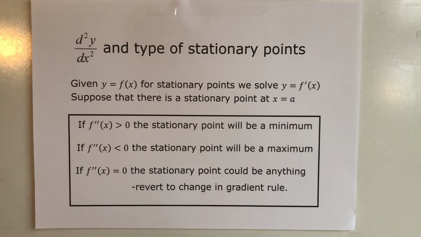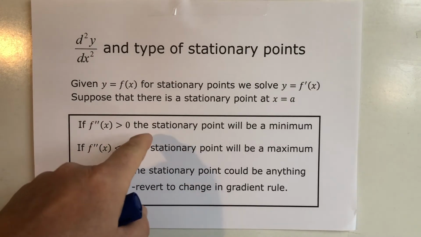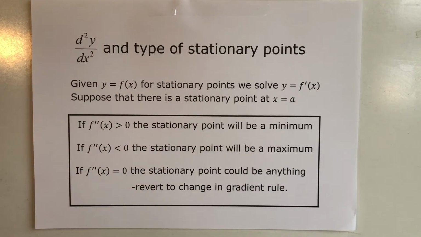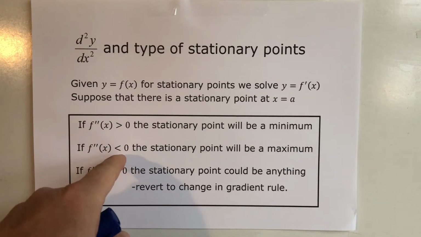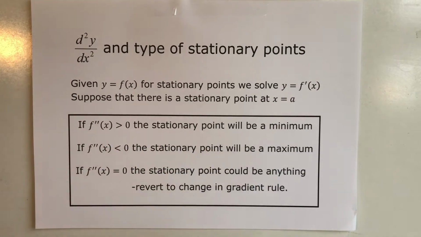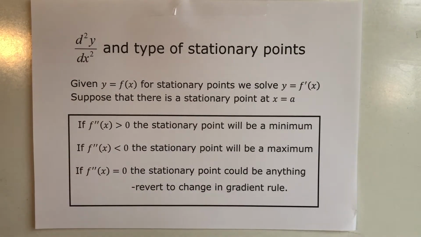a stationary point, then if we put that coordinate in the second derivative and it works out to be bigger than 0, then the stationary point will be a minimum. However, if we find that it's below 0, then it will be a maximum. If it is equal to 0, then arguably it could be either of these two, or it could be, and most likely is, a point of inflection.